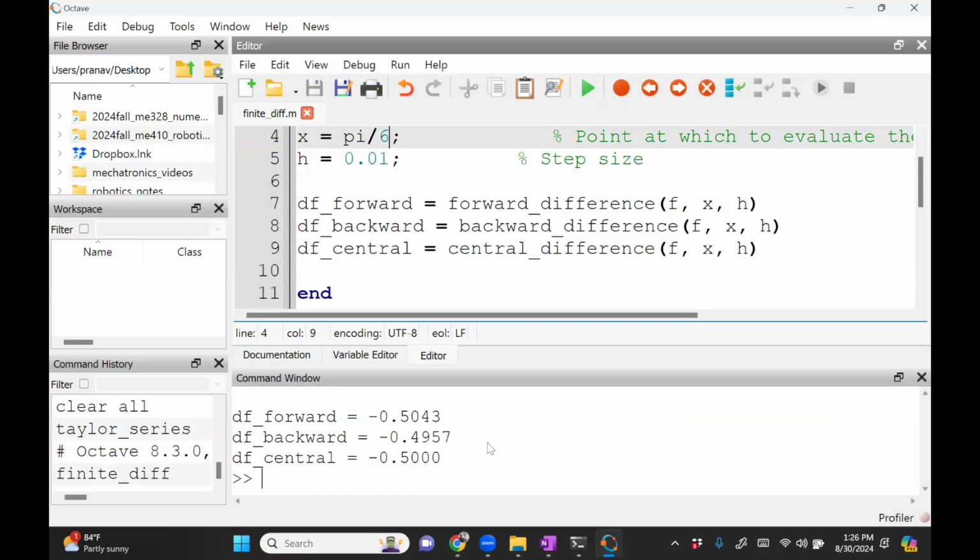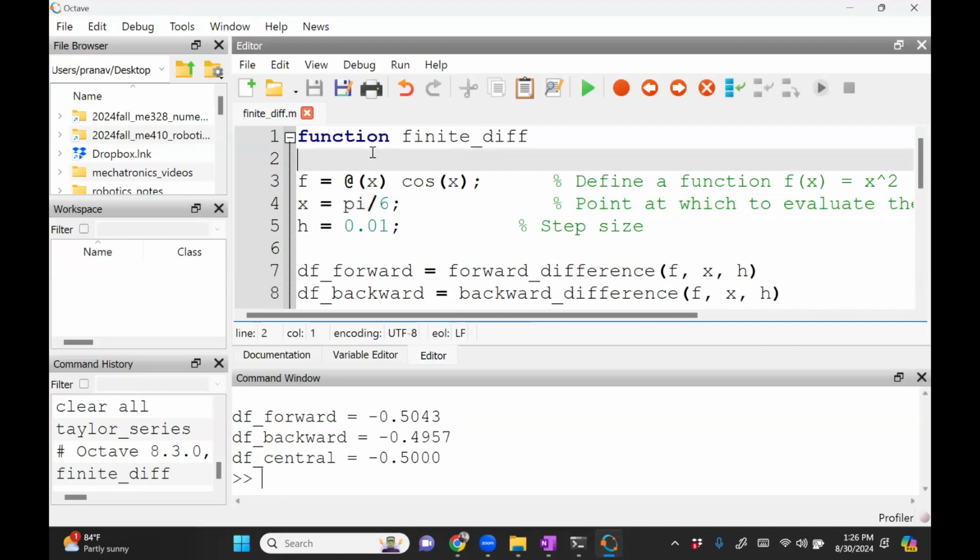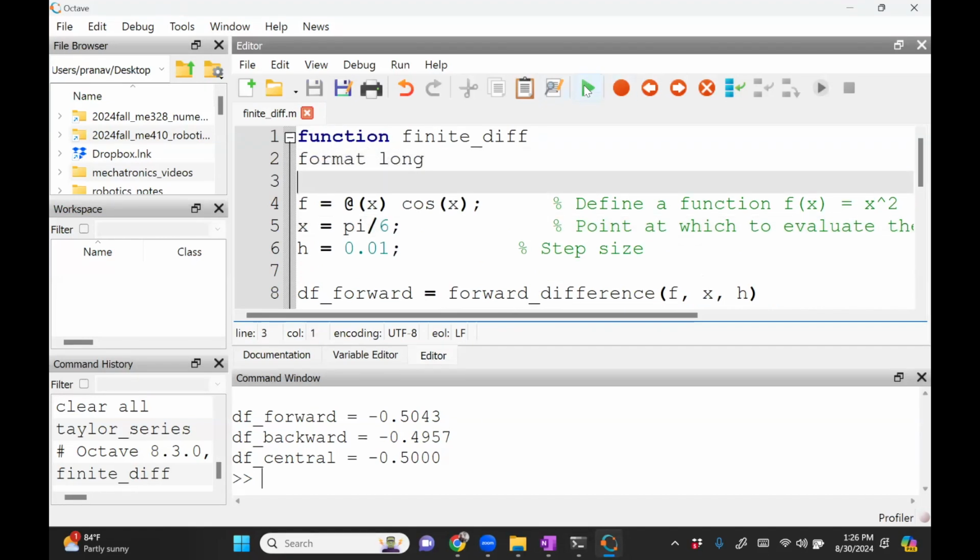Okay, so forward difference 5043, 4957, 500. I think it's a rounding thing. We can just try to make it format long and run this. Okay, so now it's better. So now if you see this answer against the answer I wrote down, it's not similar, right? 4999 is something which I remember clearly.